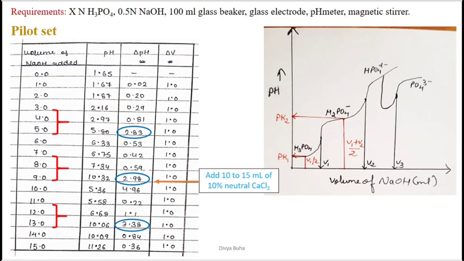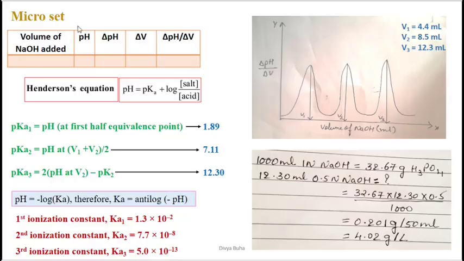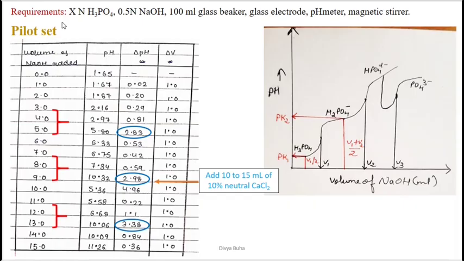practical. Okay, so in this you require X normal H3PO4, right? You have to find out the normality of the H3PO4 which is being given to you. Then you have to take a strong base, 0.5 normal NaOH you can take, 100 ml glass beaker, glass electrode, pH meter and magnetic stirrer. Right, and in this practical there would be two parts, pilot set and the micro set. Okay, so first of all you have to start with the pilot set.